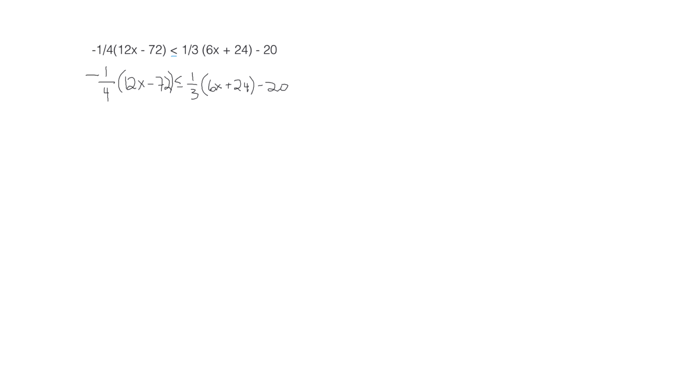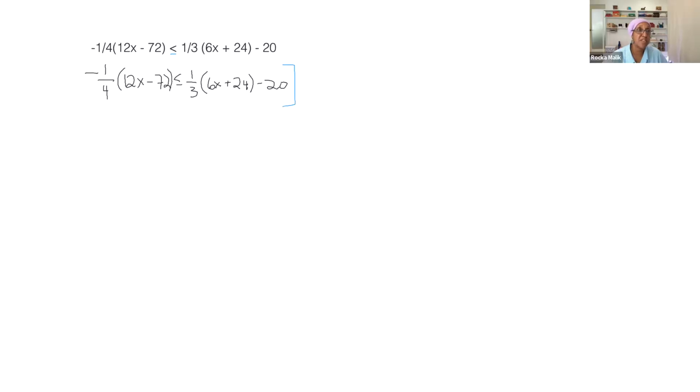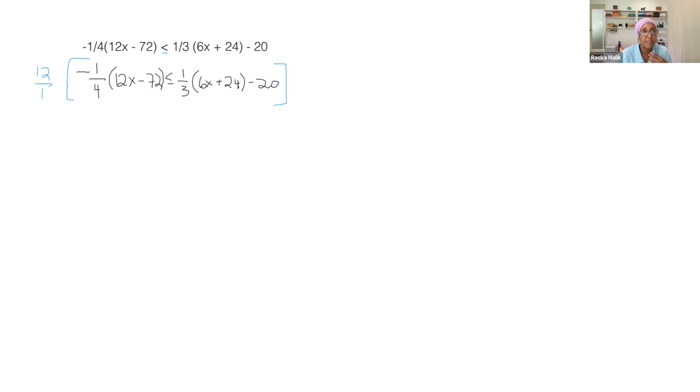So 12. I'm going to multiply the whole thing by 12, but really slowly so I don't mess up. There's a lot of stuff here. So 4 will go into 12 3 times. 3 times minus 1, minus 3. Twelve times 12x, this gives me just x, right?